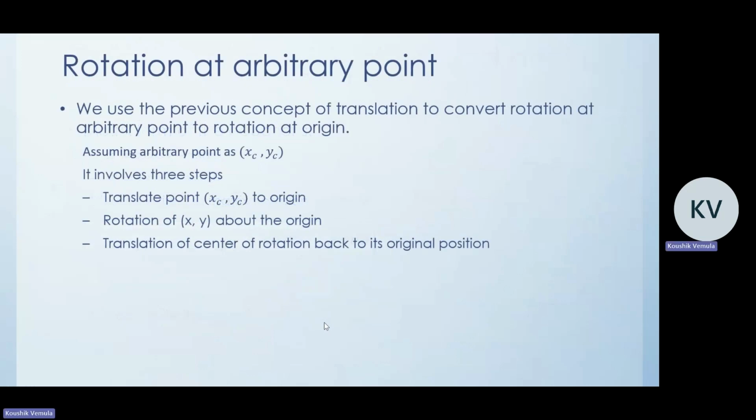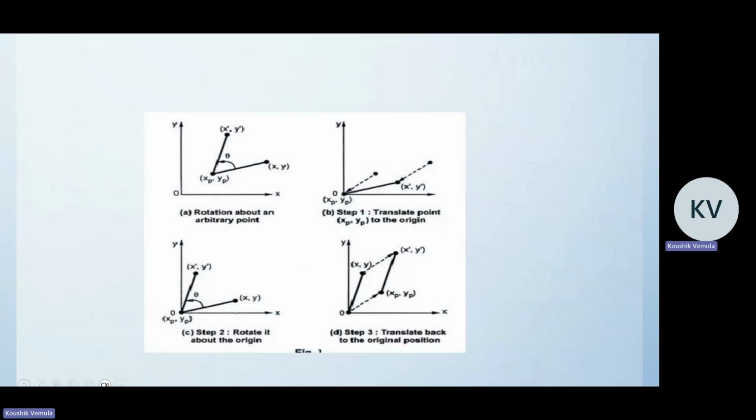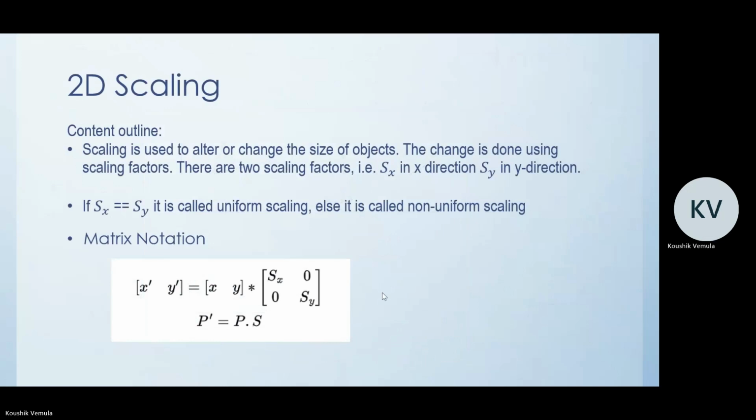Rotation at an arbitrary point involves three steps. We first translate the arbitrary point to the origin. Then we perform the rotation operation, and we translate back from the origin to the center of rotation. As we can see in this image, we have translation of the center xp, yp to the origin. This can be seen in B, explained as step 1. Then we perform the rotation operation in step 2 in figure C, and in figure D we can see that it's translated back from the origin to xp, yp.